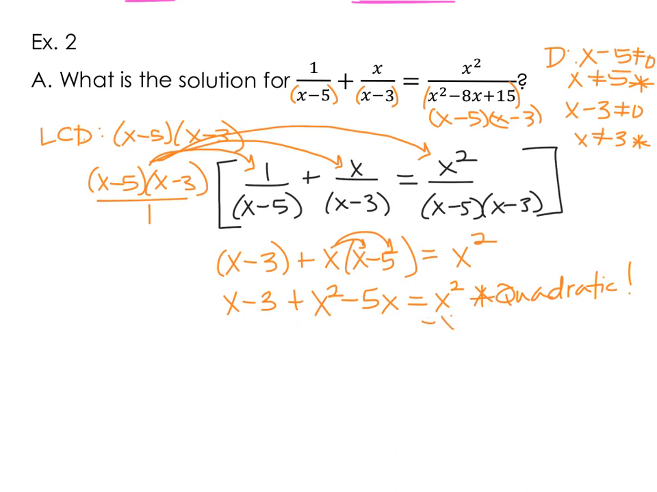If we move that x squared over to set it equal to 0, guess what happens to the x squareds? They cancel out. And then if we combine like terms, this x minus this x is just negative 4x minus 3 equals 0. And now that's basic algebra. Let's figure out how to get x by itself. We'll add 3 to move it over.